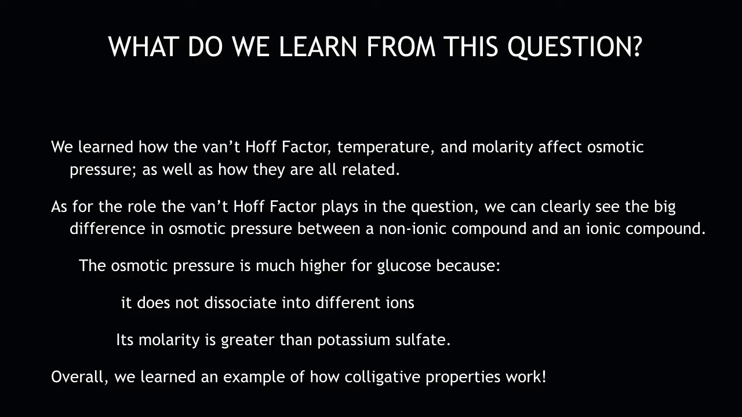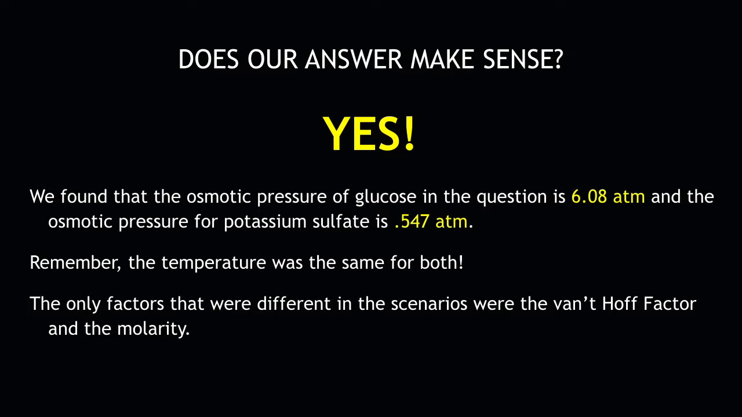So what did we learn from this question? We learned how the Van't Hoff factor, temperature, and molarity affect the osmotic pressure, as well as how they're all related. As for the role of the Van't Hoff factor, we can see that the big difference in the osmotic pressure is between a non-ionic compound and the ionic compound. The osmotic pressure is much higher for glucose because it didn't dissociate into different ions, and its molarity was greater than the potassium sulfate. We just learned how colligative properties actually work in an equation.